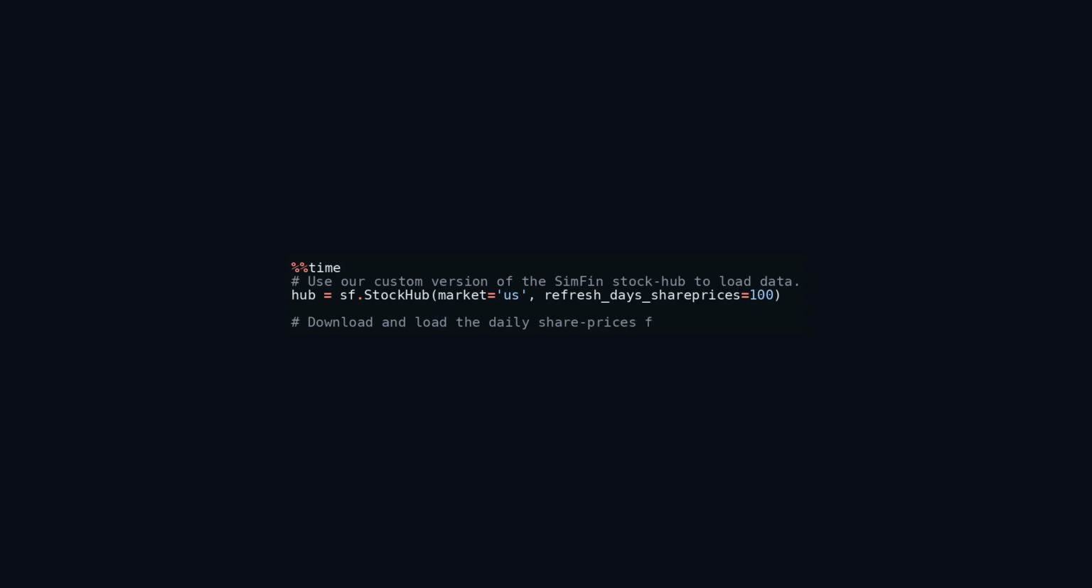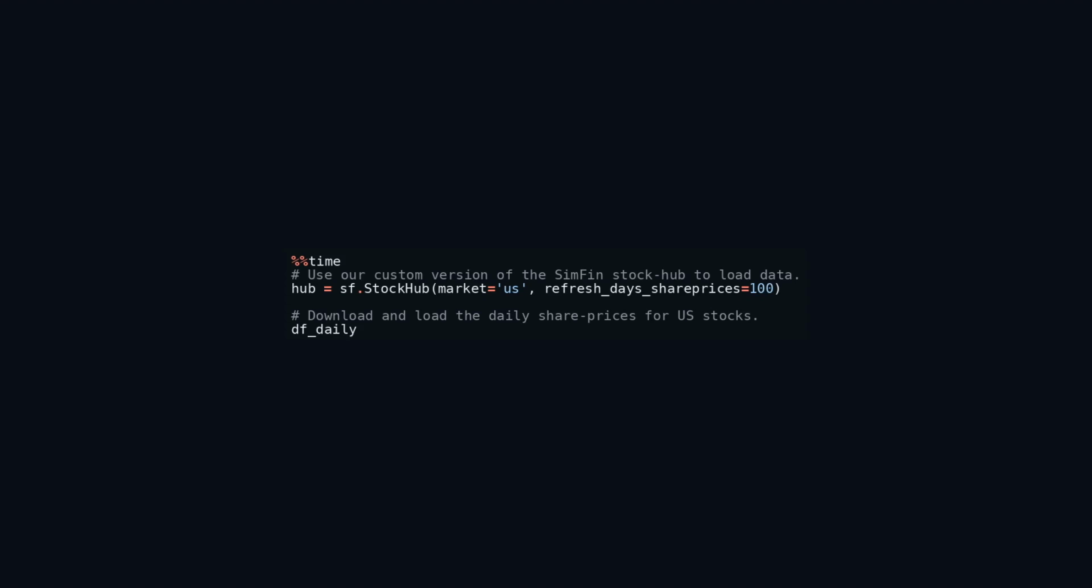This approach is practical for fetching and using financial data for analysis or research purposes. By employing SimFin, users gain access to a comprehensive range of financial data, including balance sheets, income statements, and share price data, which can be utilized for various financial analyses, modeling, and decision-making processes. Moreover, the time magic command records the time taken to load this data, enabling users to monitor the performance of data loading operations efficiently.